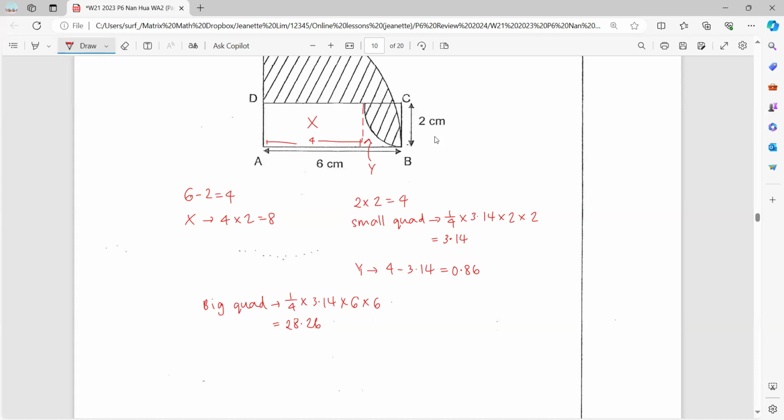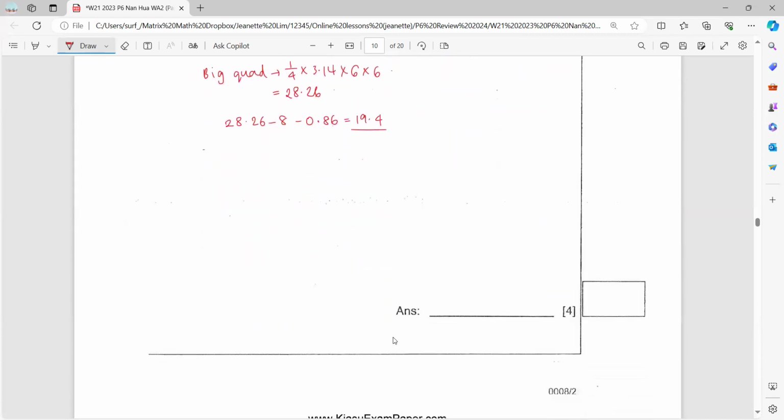So the big quadrant minus X minus Y. 19.4 is the shaded part. Remember to write the units, 19.4 square cm.